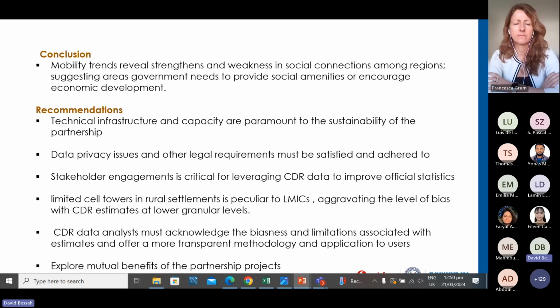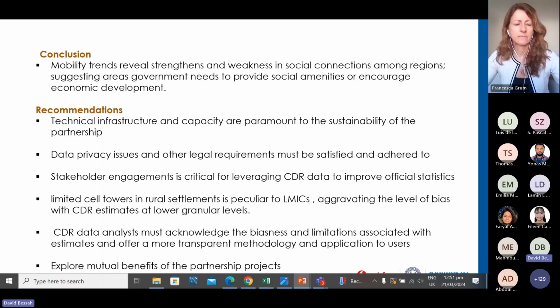And it is also important to indicate that in using CDRs, especially in low and middle income countries, the cell towers are limited in the rural settlements. And so the tendency to aggravate the level of bias in the CDR is there. And so we should be looking at other alternatives to minimize the biases. In CDR data analysis, it's also important to acknowledge the biases and limitations associated with estimates and offer a more transparent methodology and application to users.